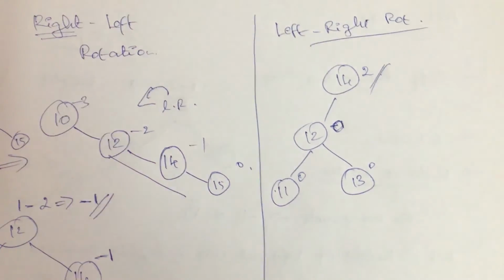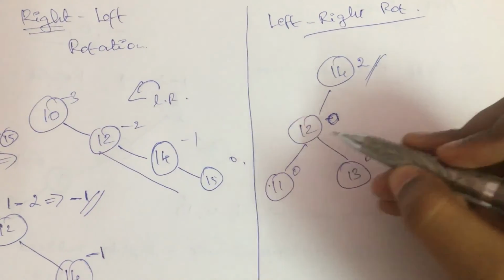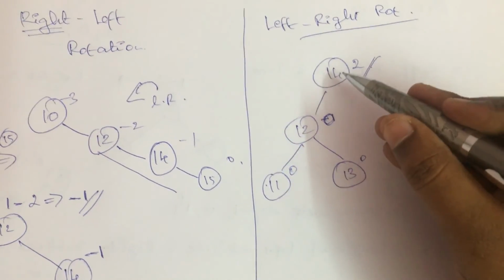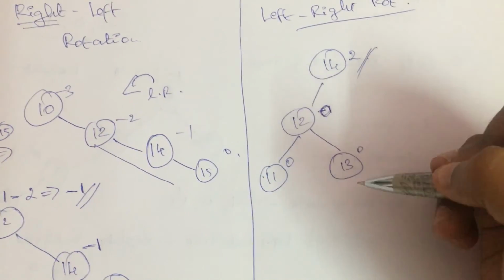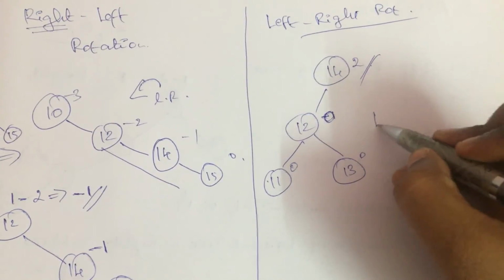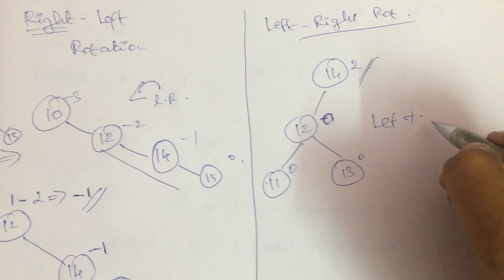So what I'm going to do is, I cannot have both a right node and a left node here. 12 already has a left as well as a right node, so I cannot directly push 14, that is the root node, to this one. So what we have to do is, first we are going to perform a left rotation. So first a left rotation should be performed.